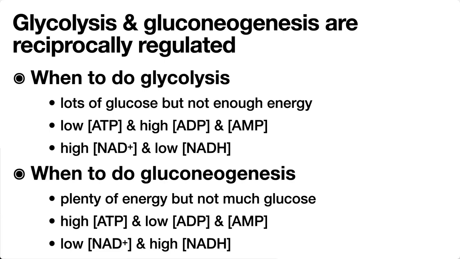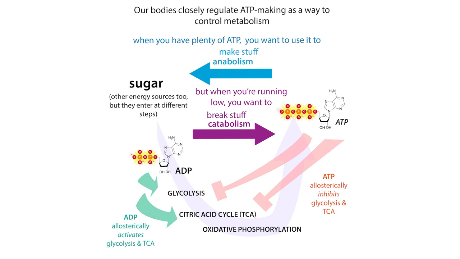Remember that in glycolysis, you need NAD plus and you make NADH. If you have a lot of NAD plus and low NADH, then you're going to want to do glycolysis. What about gluconeogenesis? Here's the opposite. If you have a lot of energy but you don't have much glucose, so that would be high ATP and low ADP and AMP ratios, or if you have low NAD plus and high NADH ratios. We'll see that both ADP and AMP are going to be allosteric regulators.